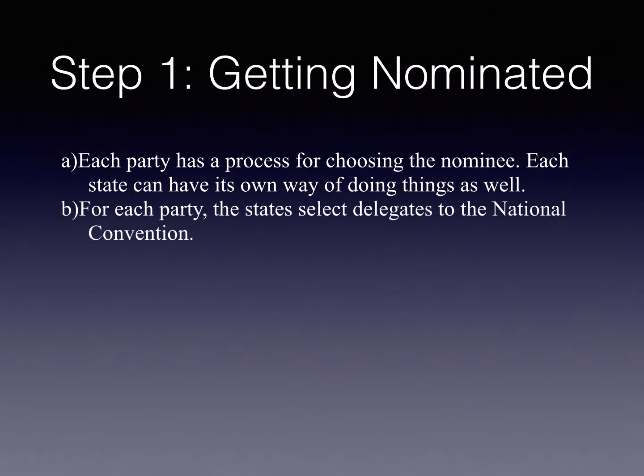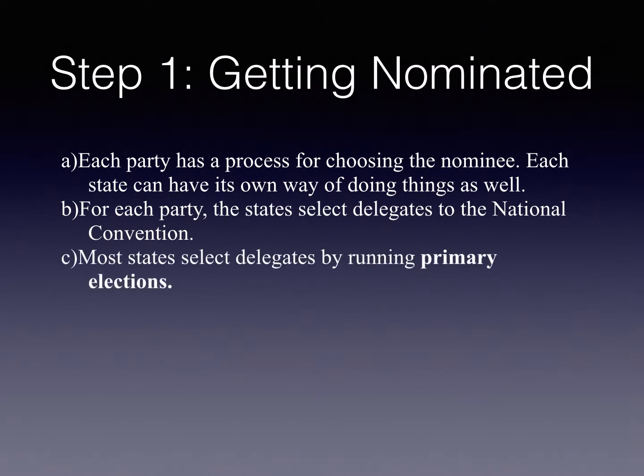For each party, the Republicans and the Democrats, every state in the country is going to select delegates to go to the national convention. And most states select those delegates by running what are called primary elections. So the primary elections are the elections to figure out who's going to be the nominee.